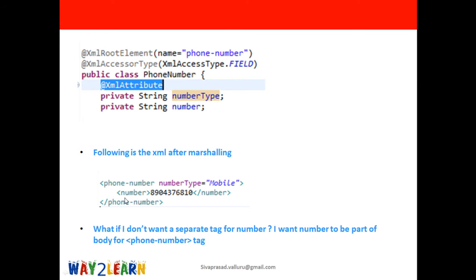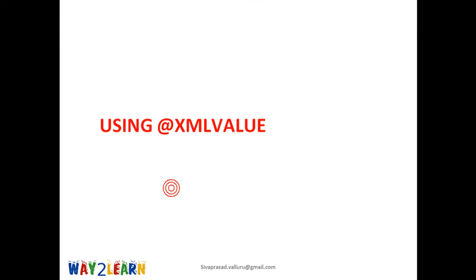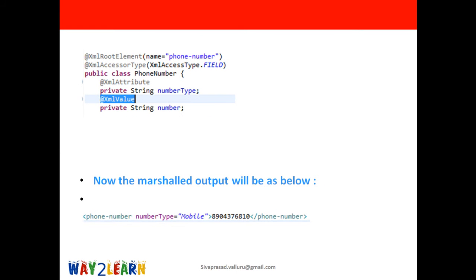Now, this number, if you see, is present inside a tag. I want this number to be without any tag. I want it to be part of the body. So you can use another annotation called XmlValue. See, I have annotated number with XmlValue, and if I generate now with these annotations, numberType is an attribute, and the phone number value is inside the body without any specific tag. That is the usage of XmlValue.